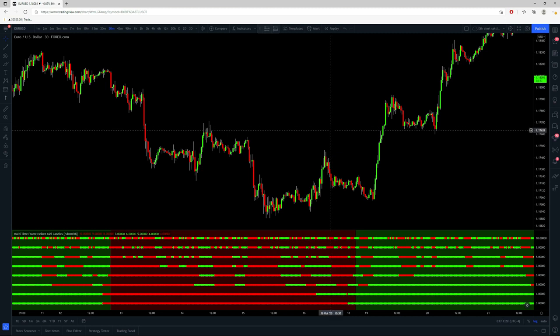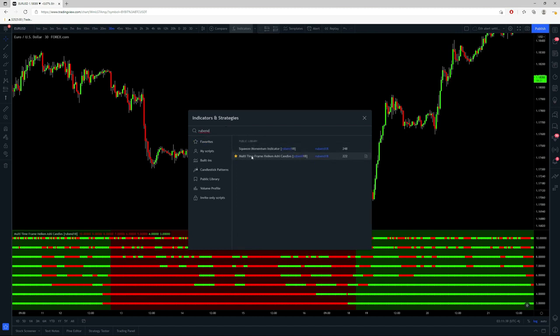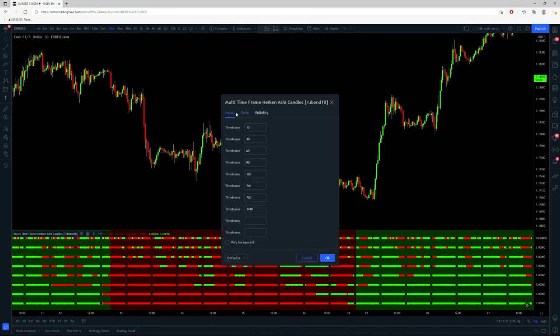All right, let me show you where to find this indicator. It's a free indicator in TradingView, and if you simply search for rubend, then you're going to find the indicator. It's called multi-time frame Heiken Ashi candles. rubend18 is the author. So put that up on your chart and you will notice that I've changed the settings to look different and also the actual inputs. So these are the inputs I have.